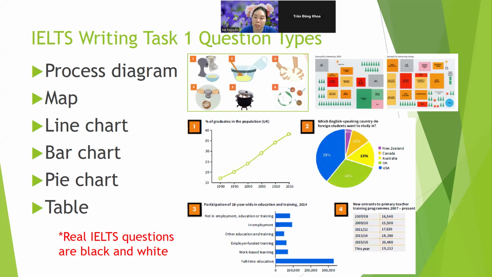Khoa ơi, từ đầu đến giờ cô giảng bằng tiếng Anh, Khoa có cảm thấy thoải mái không? Có cần cô nói bằng tiếng Việt không? Thoải mái cô ạ. Okay, rồi, tốt.